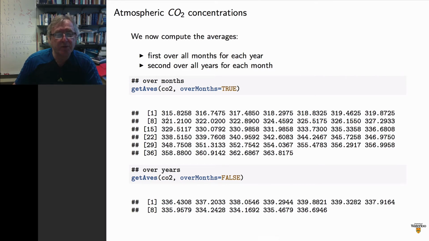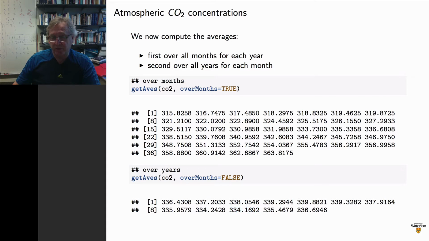So averaging over the months, there's my trend from 315, 316. You see it's an increasing set of numbers all the way up to 363. So that's my trend component. Similarly, if I'm looking at averaging over all the years with January to December, I'm starting at 336 here, and ending roughly at 336, and going up 337, 338, up to a high, it looks like, of around 339.8, and then decreasing again down to a low here before we start going up again.